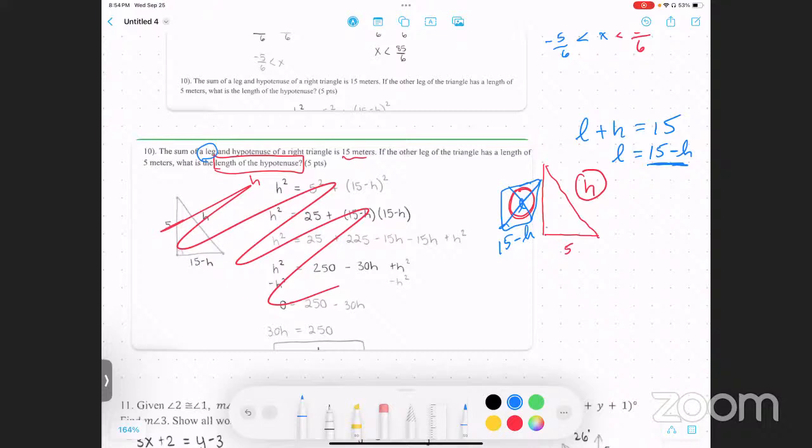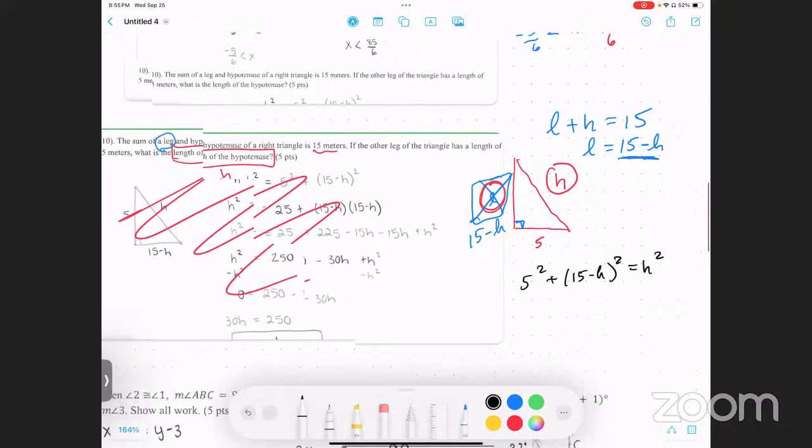Now we're using Pythagorean's theorem to solve this equation. Remember what that says? A squared plus B squared equals C squared: the sum of the two sides squared equals the hypotenuse squared. Okay. Now it's an algebra problem.